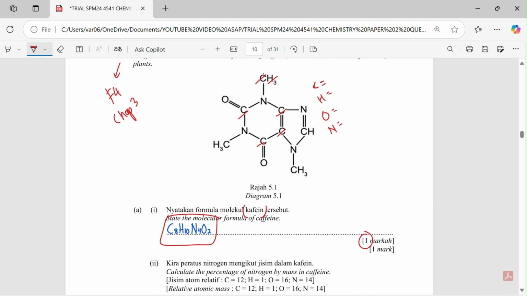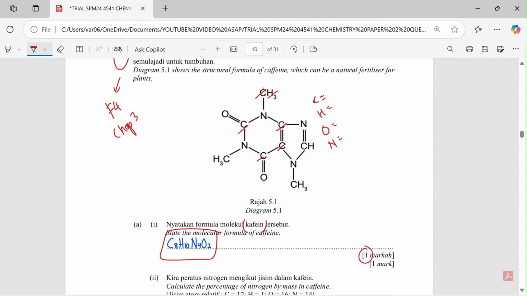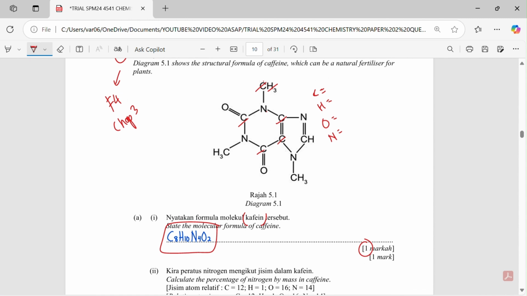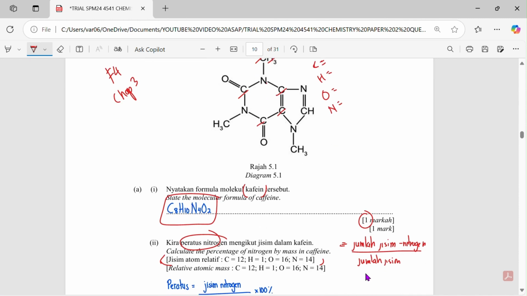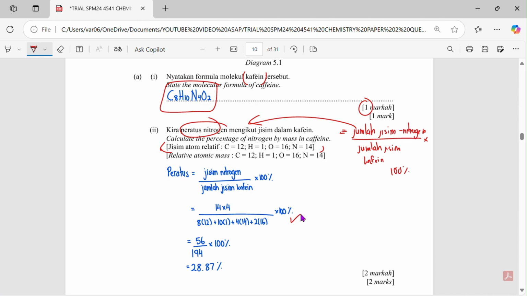Okay. Kira peratus nitrogen mengikut jisim dalam kafein. So you can get the total jisim, correct? Because they already give the relative atomic mass for each element. So what you do now, to get your peratus, you must know your jumlah jisim only for nitrogen divided by jumlah jisim for caffeine. With this, you times 100%, you will get peratus nitrogen. Okay, there we go.